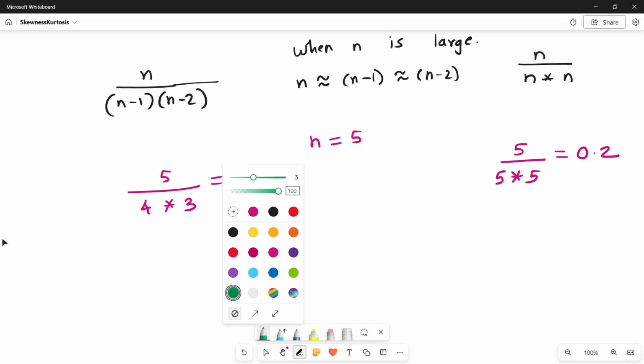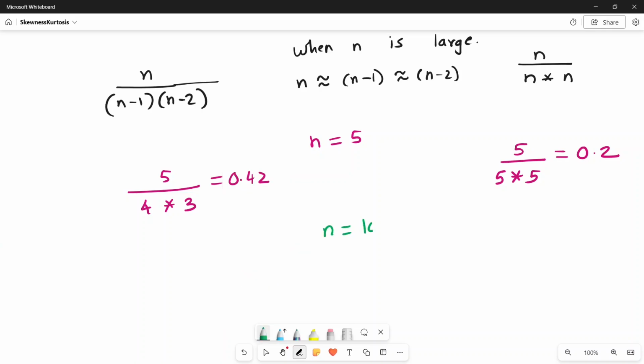But let's say I take a larger value of n, let's say 1000. There are 1000 students. In that case, if I calculate the same thing, n upon (n minus 1) into (n minus 2), this will come out to be 0.001, and I'm increasing the precision just to prove the point. So this is the exact value up to 6 places of precision.